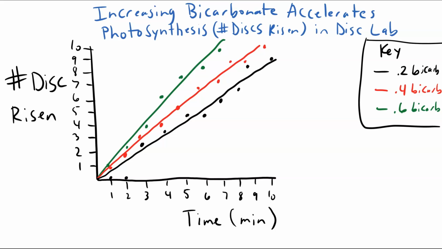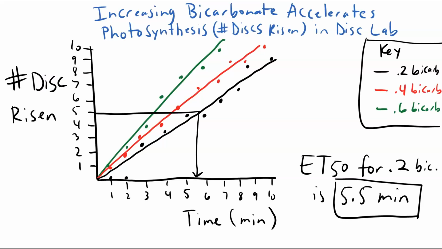So the experiment should be similar to what we did, but it's not exactly the same variables that we looked at in the lab. But just note here that you're counting the number of disks risen over a time period of 10 minutes. I think in your lab, we did 15 minutes, not a big deal. But when you look at the key over here, the black line is 0.2% sodium bicarbonate, the red line is 0.4, and the green line is 0.6. And so you can see just from the data that with the 0.6, which is 3 times the normal amount of sodium bicarbonate, the disks rise faster.